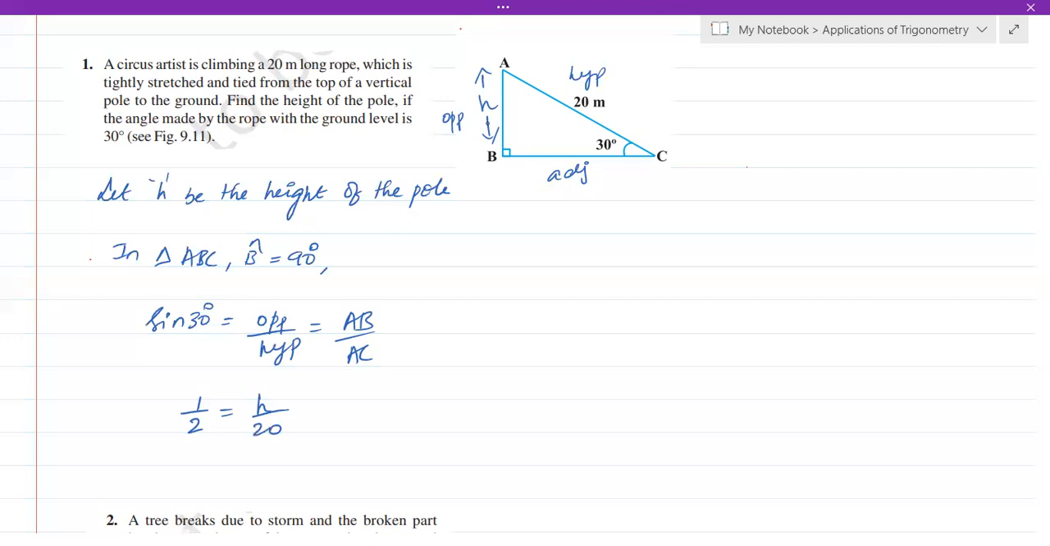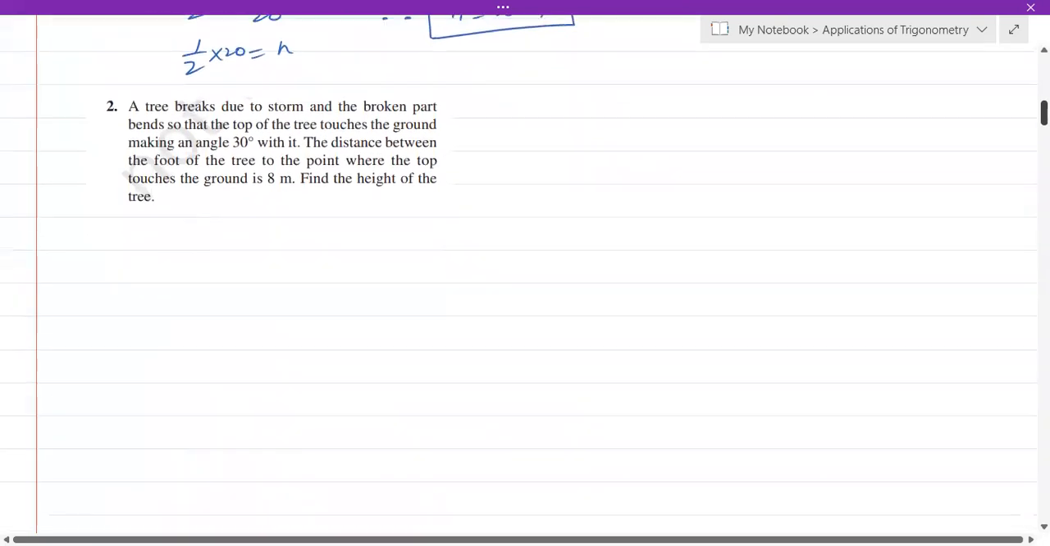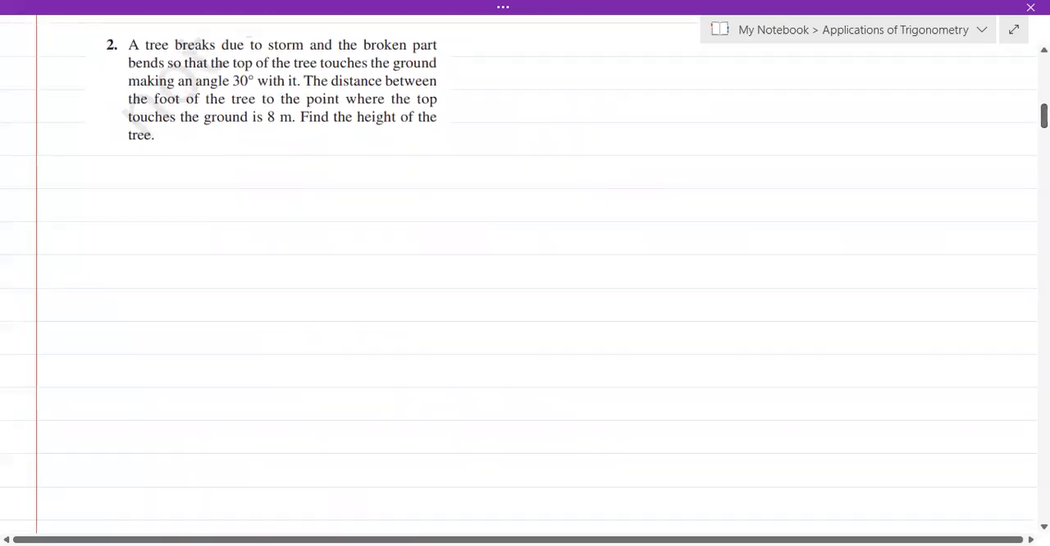Let's send this 20 in the denominator to the other side. So it becomes half into 20 equal to h. Half into 20 is how much? 10, right? So h is equal to 10 meter. Therefore, the height of the pole will be 10 meter. Very simple. We have to just see what's given and what's required. Based on that, we'll be choosing the trigonometric ratio. Okay, let's get into the second question.